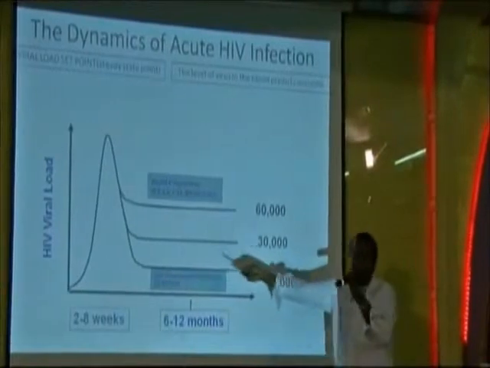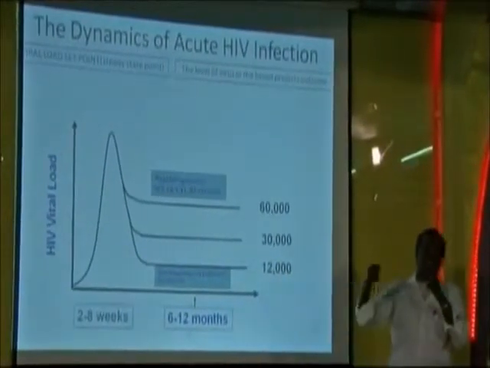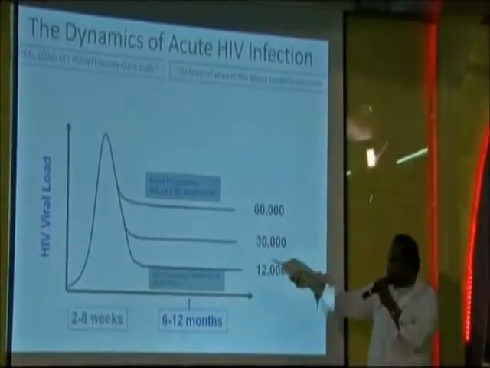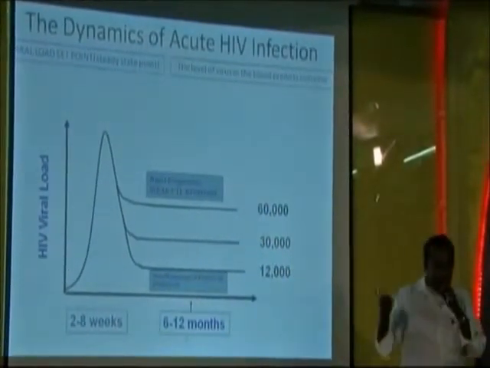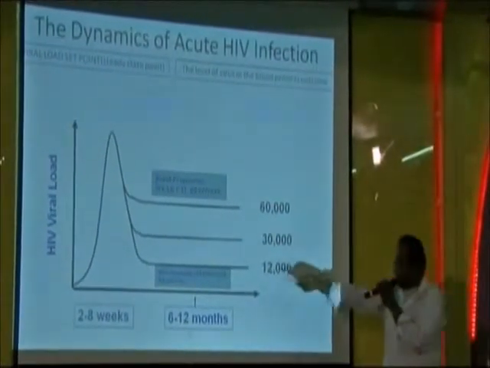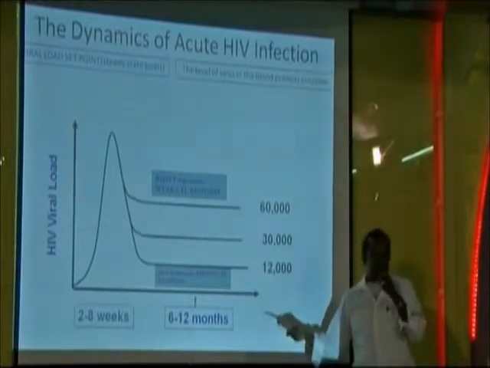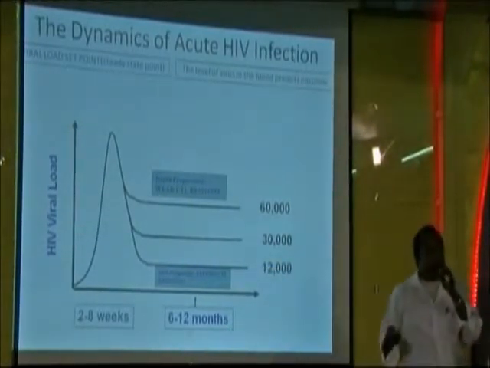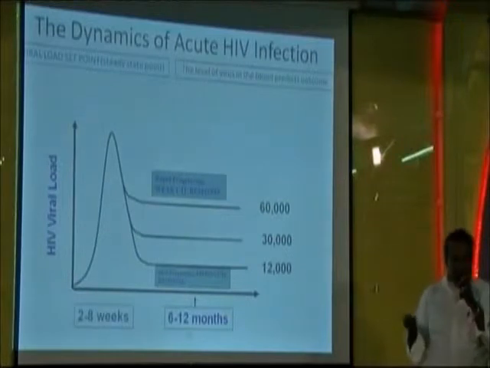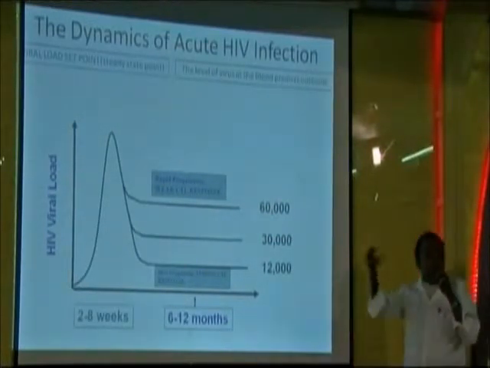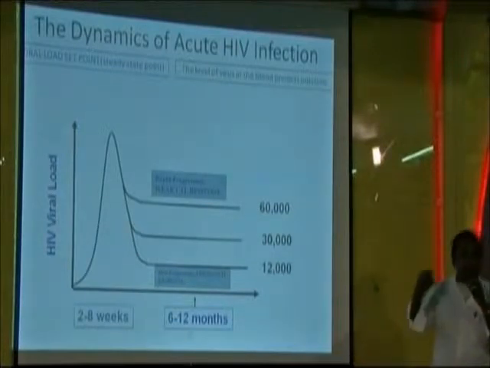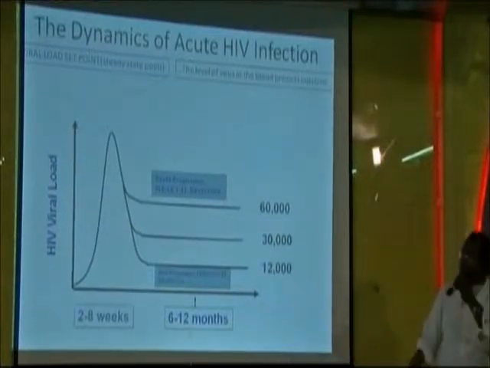So this is what we call the set point. Remember, we have been talking about the set point on several occasions. If you have a higher set point, which means you're a rapid progressor. If you have a lower set point, you are a slow progressor. So if you do a viral load test on someone, say 6 months after acute infection, then you will know your set point. So there are ways to know how we are going to progress to AIDS.